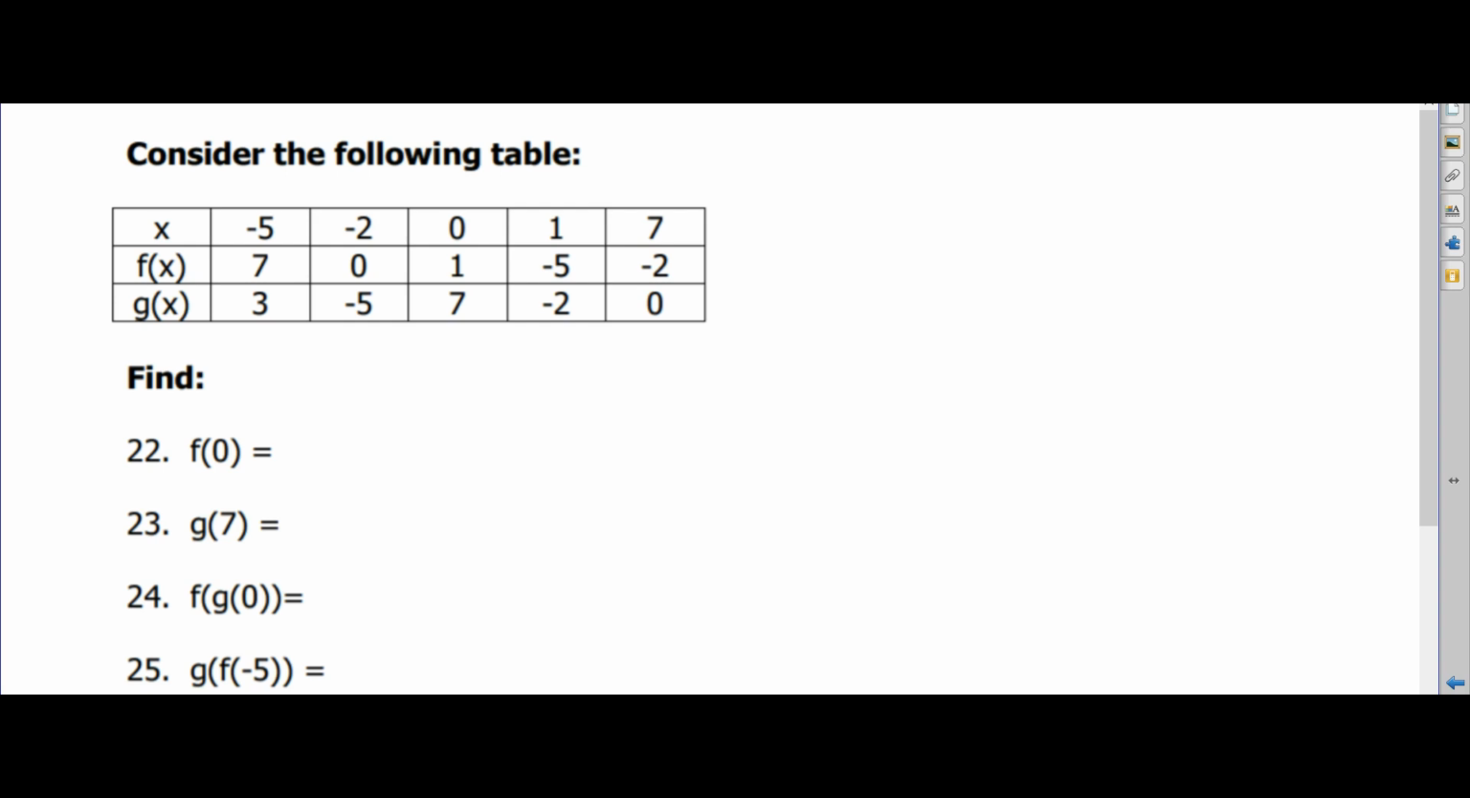So for this one, it says consider the following table, find the f of 0. So remember that this top row is my x inputs. The next row is the f of x. The next row after that is the g of x. In algebra class, you learn this as like, if we ignored this row right here, we'd say here's a table with x and y values. X is negative 5, y is 7. X is negative 2, y is 0.